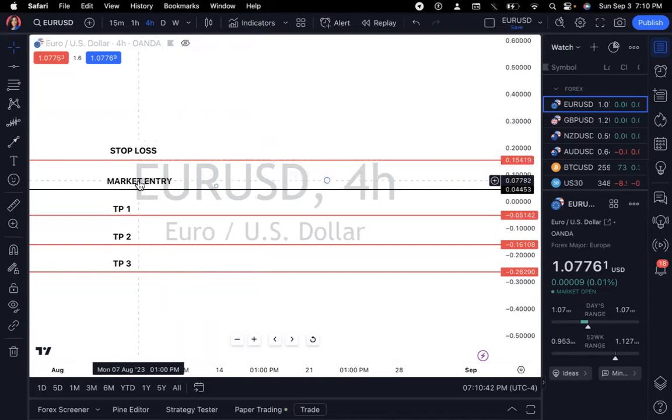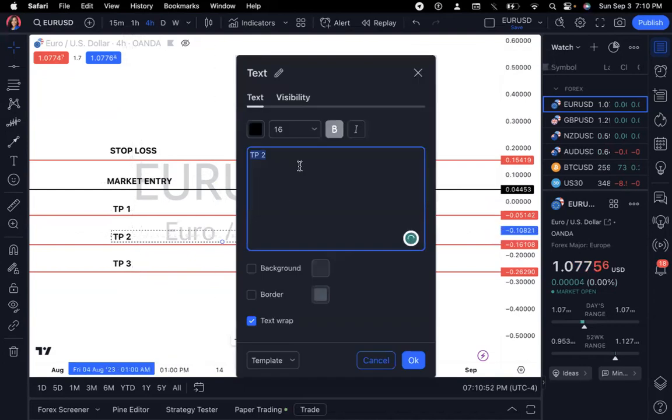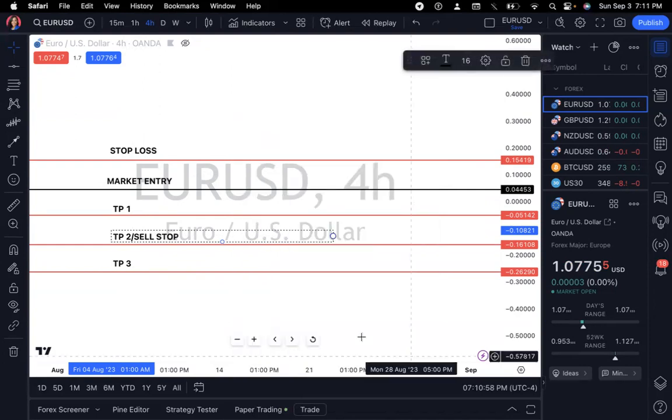The second thing you can do, we're going to take a sell example again. Market entry. So this is our entry point. This is what a market currently is. This is TP1. This is TP2. So we're going to say TP2 / sell stop, right?